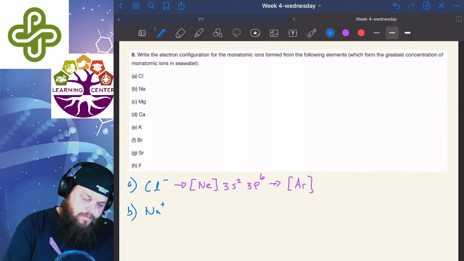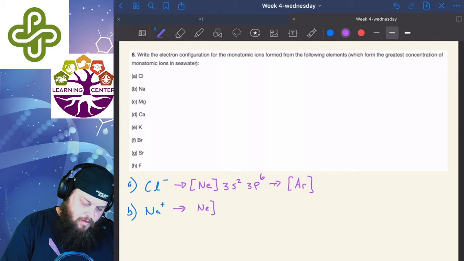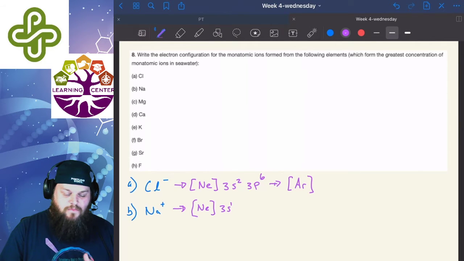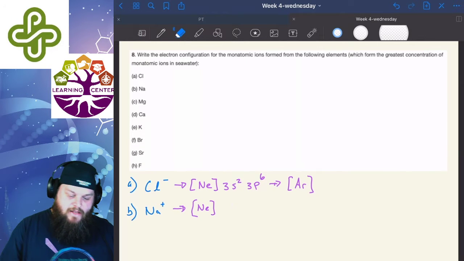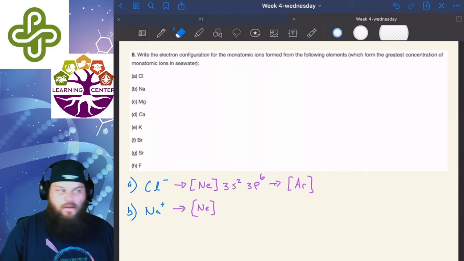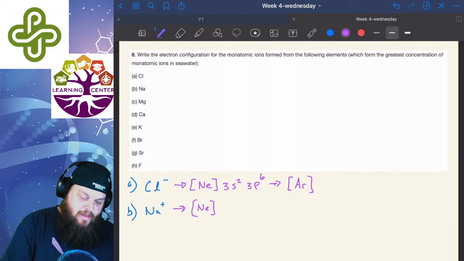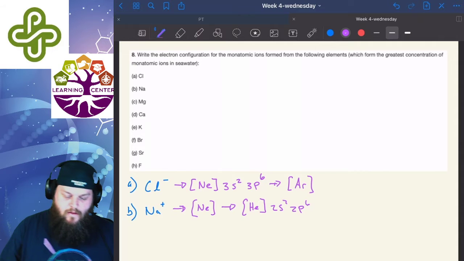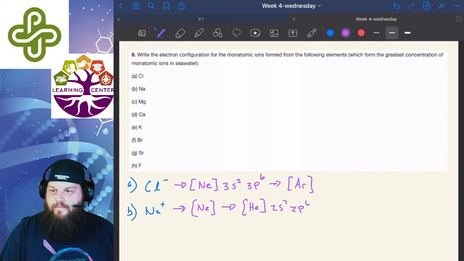So normal sodium would have that neon core plus a 3s, so just one electron in the 3s subshell. But in this case, it lost that. It's ionized, so it doesn't actually have that. So really, it has the same as a neon core. There's no real difference to that. We could also write that in the notation of a helium core, which is He, and that would then be 2s2 2p6, which really brings you all the way back up to neon as well.